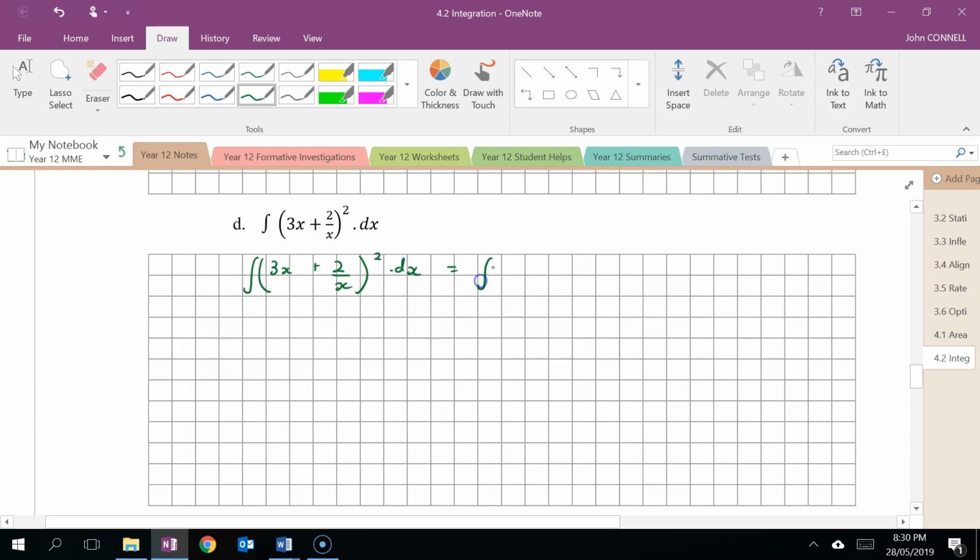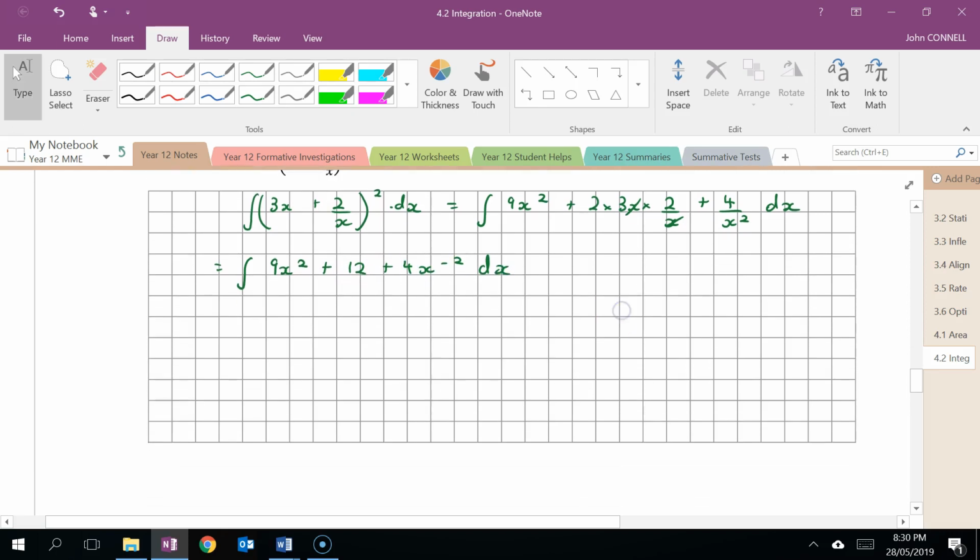So 3x squared is 9x squared, plus 2 times 3x times 2/x, so we cancel out the x's, and then it's this last term squared, so it's just 4/x squared, dx. Okay, so we're now looking to do the integral of 9x squared plus 12 plus 4x to the minus 2. And we're going to just use our rules.